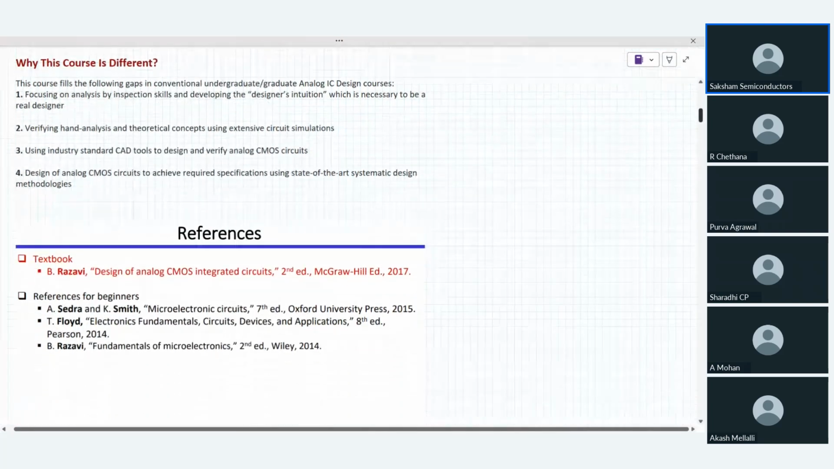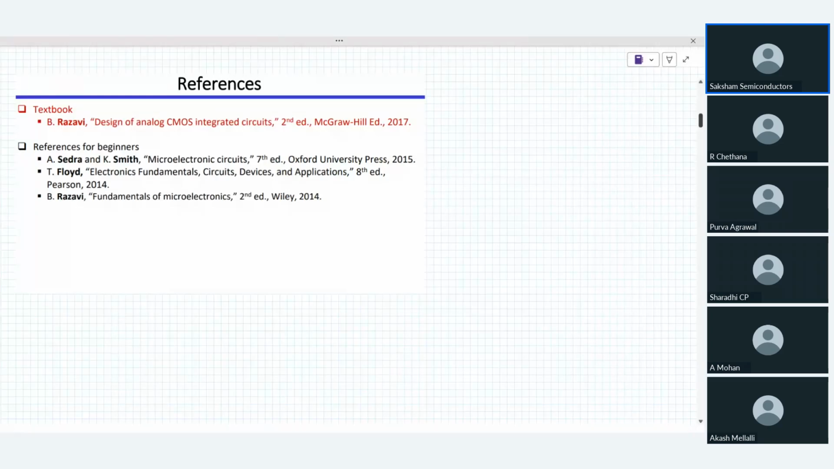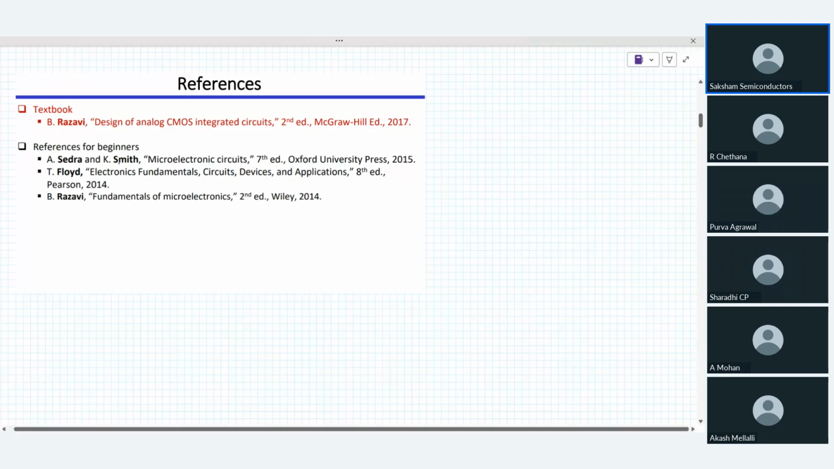And these are the references that I will be referring to. I'll definitely share this recording and this sheet with you, so you can just go through them. The Razavi book is the one which I'll be treating as the Bible, or Bhagavad Gita, of this entire course. And then the other references could be Sedra and Smith, Floyd and others. This Razavi book I'll rarely be referring to, but the first reference and the first textbook is something that I'll be frequently referring to.